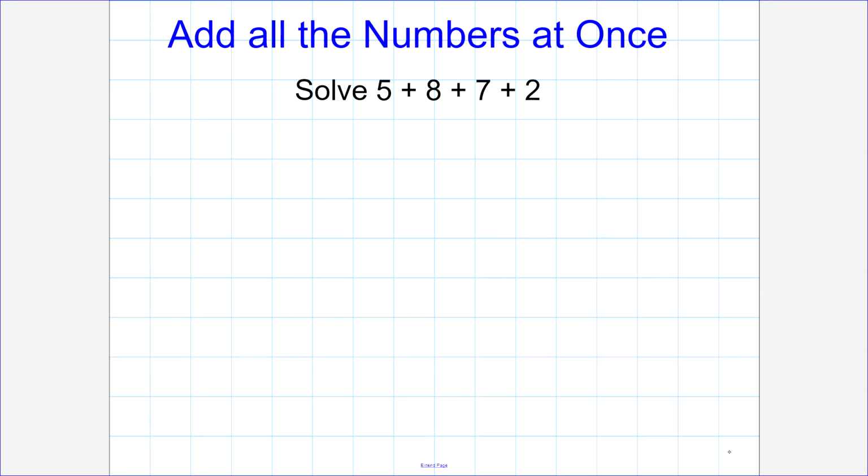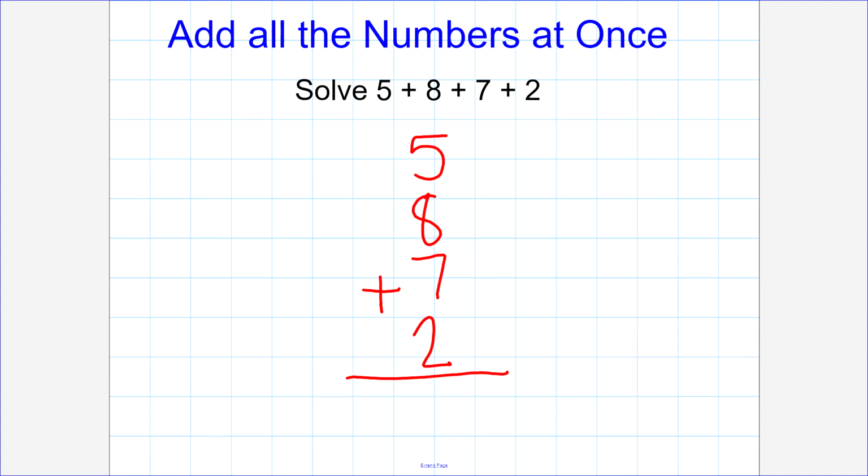I want to show you, third grade, that sometimes we can add even more than 3 numbers. You can see here we have 4 numbers to add, 5 plus 8 plus 7 plus 2. We're going to go ahead and add 5 plus 8 plus 7 plus 2 all at once. I know that I'm going to need to make a 10 because 5 plus 8 plus 7 plus 2 will certainly equal more than 10.